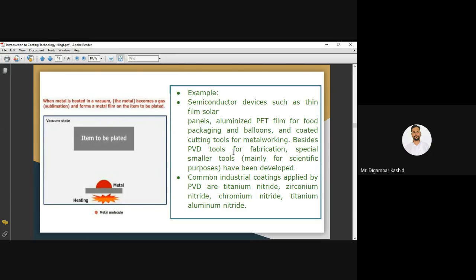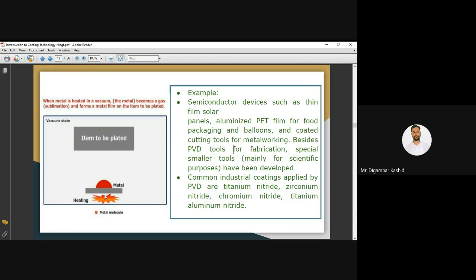You can see here, once again I repeat, this entire process of coating we have to carry out in a vacuum. You can see the border here. This is a chamber we can call the vacuum state. Here we have the base metal, red color, the metal which we have to deposit on the substrate. The substrate I have written as the atom to be plated here, and here heat is provided.